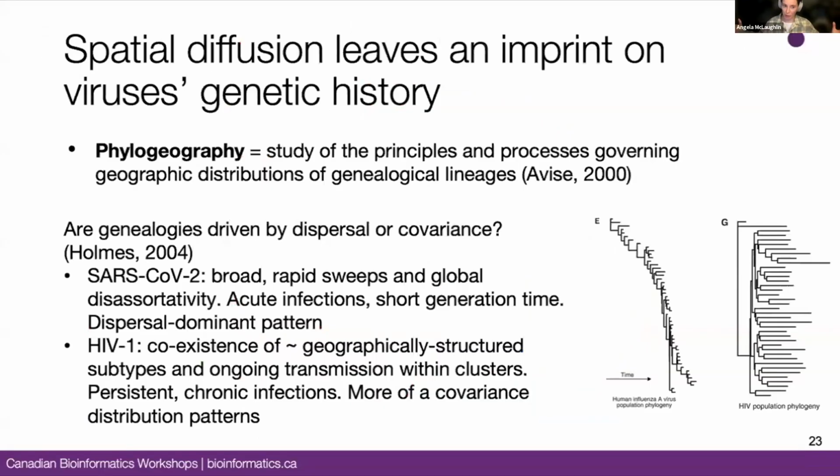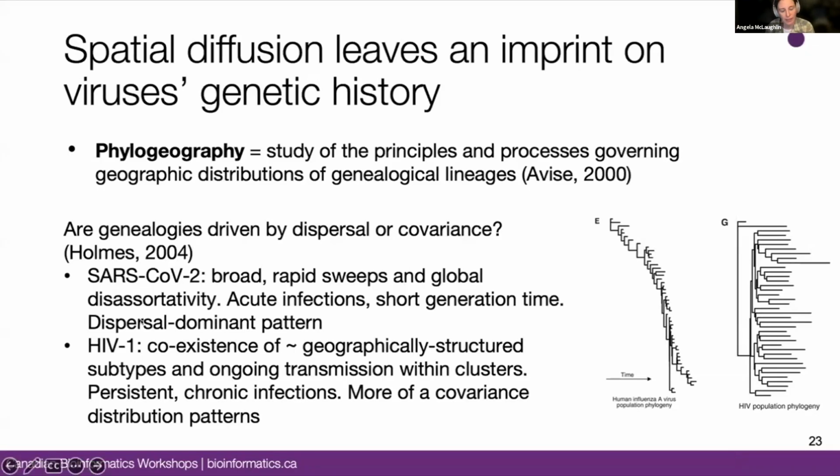And among these processes, spatial diffusion leaves an imprint on the virus's genetic history and phylogeny. So now we've come to our definition of phylogeography, which according to this 2000 definition, more broadly, is the study of the principles and processes governing geographic distributions of genealogical lineages. A more modern, viral-focused definition might be the study of the spatio-temporal distribution of viruses across the phylogeny.